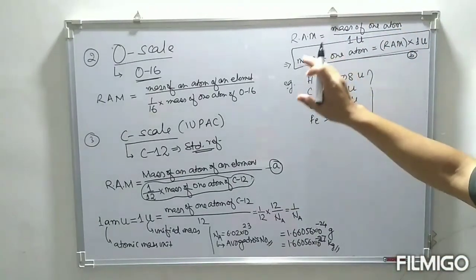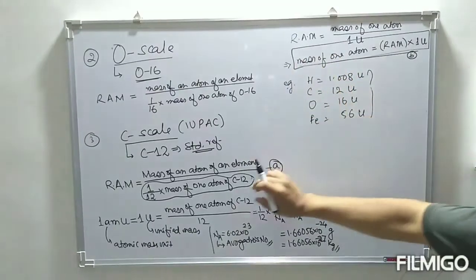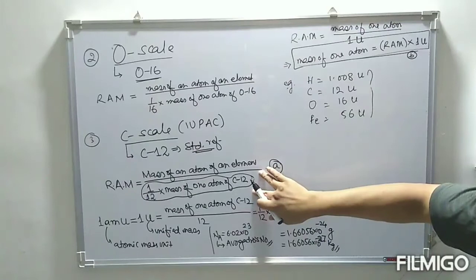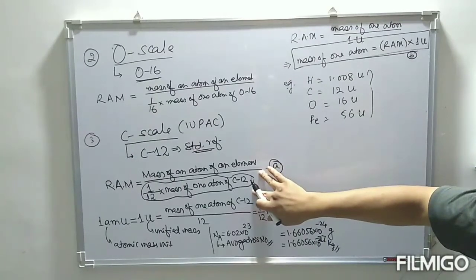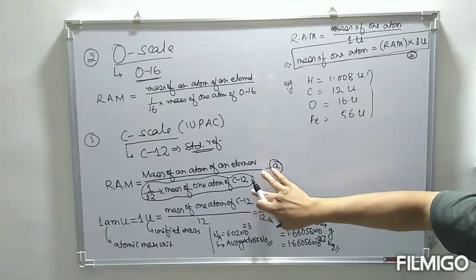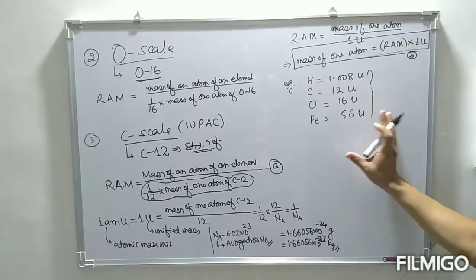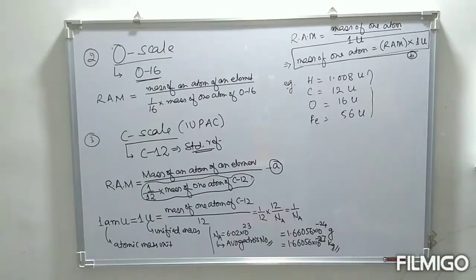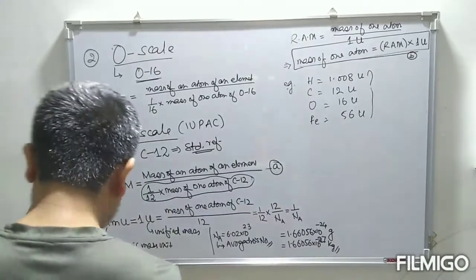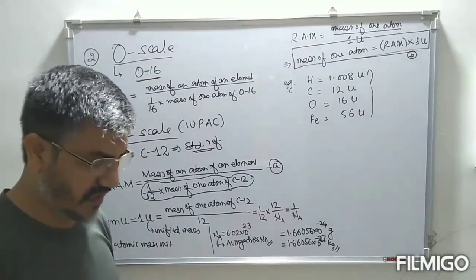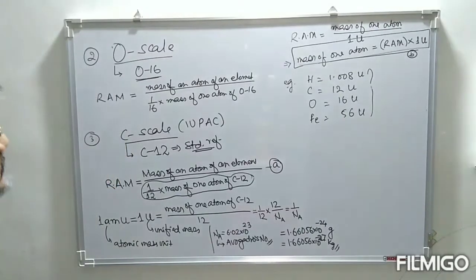So why is this known as relative? Because this is measured with reference to a standard reference. The standard reference taken is the carbon 12 isotope, the most stable isotope of carbon. So this is the relative atomic mass. So this was one mass. Now once we know this relative atomic mass, let's see what the absolute mass of an atom is.